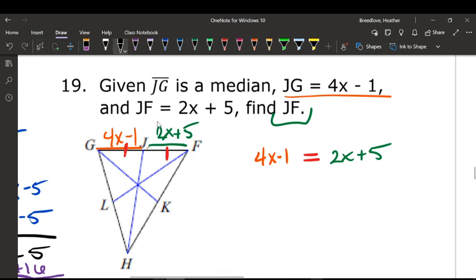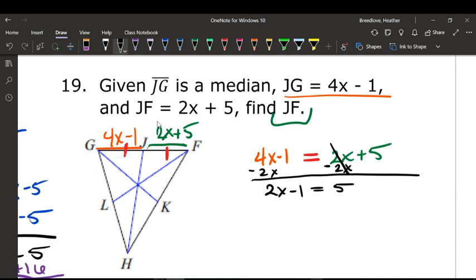And then you can solve. So I'm going to get the x's to the left, so I'm going to subtract 2x. 2x minus 1 equals 5. And then I'm going to add 1.